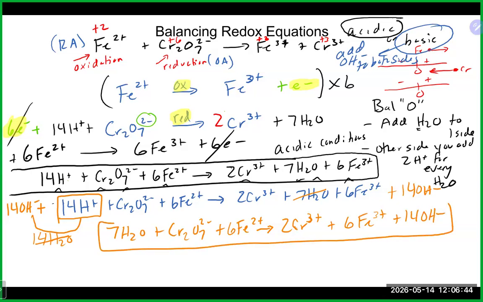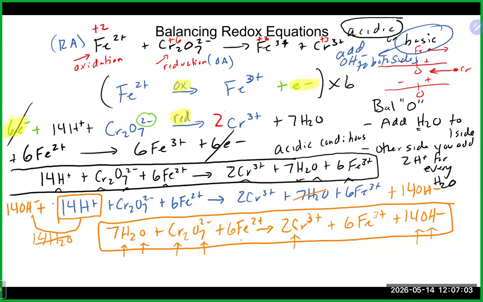And again, if I did not mess anything up here, we now should be balanced kind of the same way, both element and charge. So 14 hydrogens there, 14 there, 7 oxygens there, plus 7 more, gives me 14.